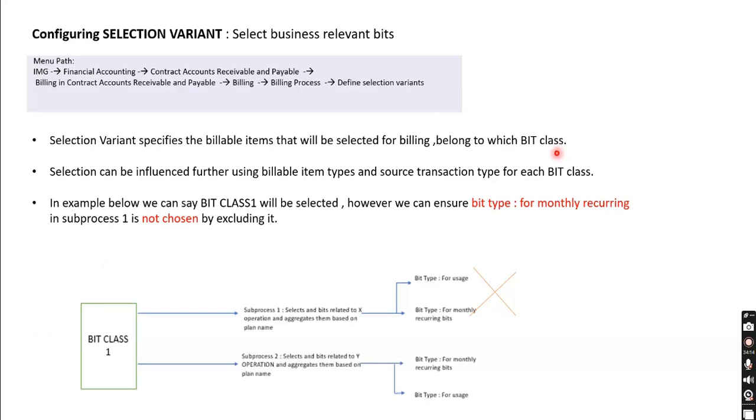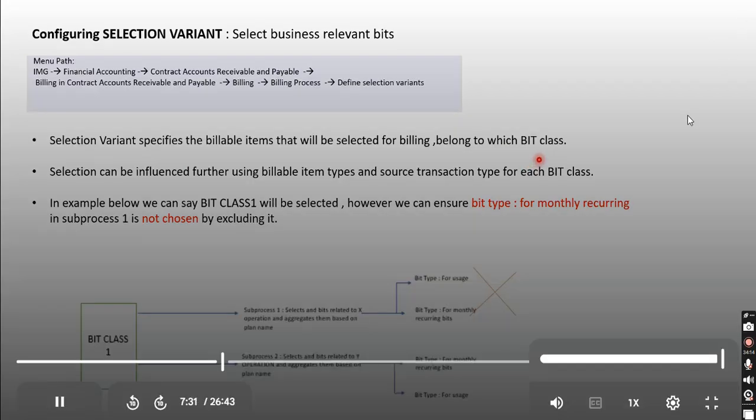Say I have received four billable items and I want to exclude the fourth one, Z102, 103, 104, 105. So 105 I don't want to include. Which billable items of which bit class I will be using for billing, that I can configure here. Okay, lot of billable items will be there.